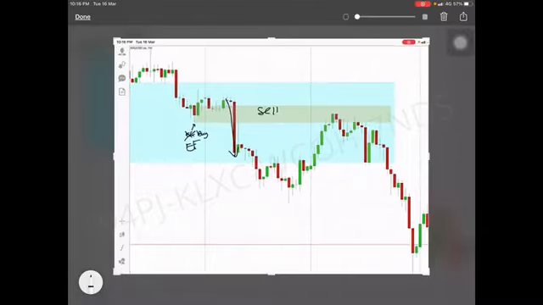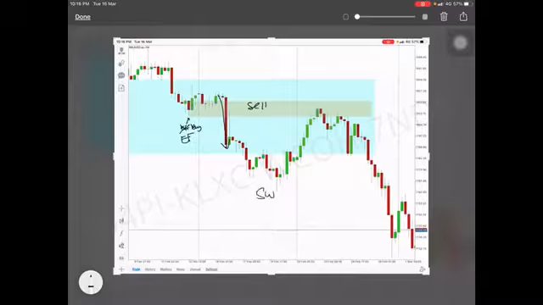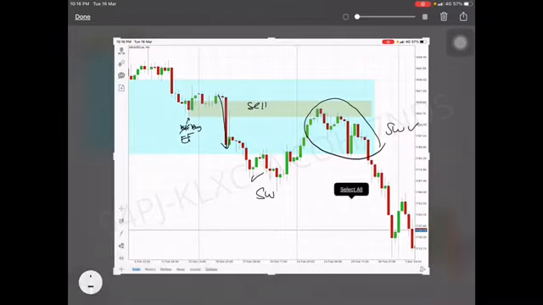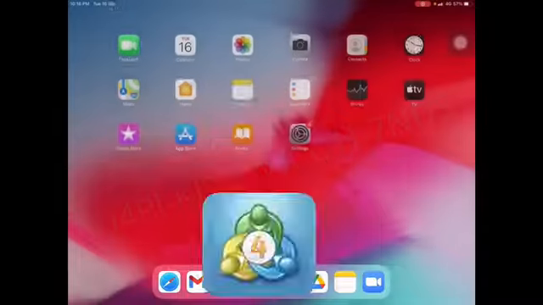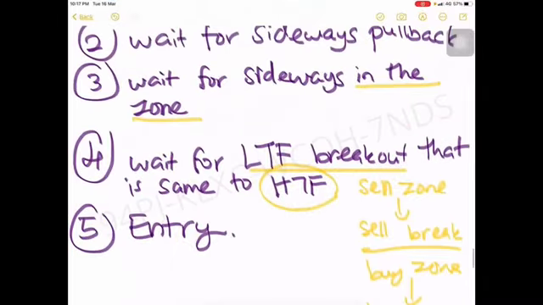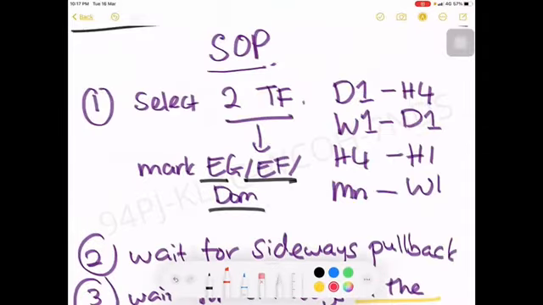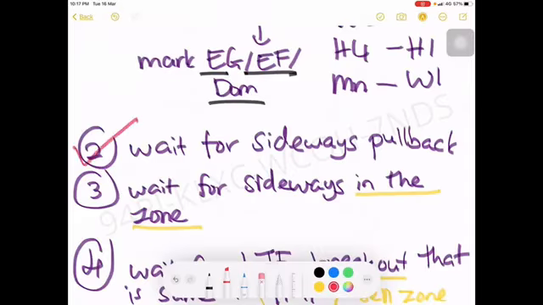Okay, so this is a sideways pullback, and there is a sideways inside of the zone. Now look at this part. You have marked 2, you have used 2 time frames. Sideways pullback, sideways in the zone. Now what are you looking for? The number 4. You found this one, right? You have also found sideways pullback, and you have sideways in the zone.